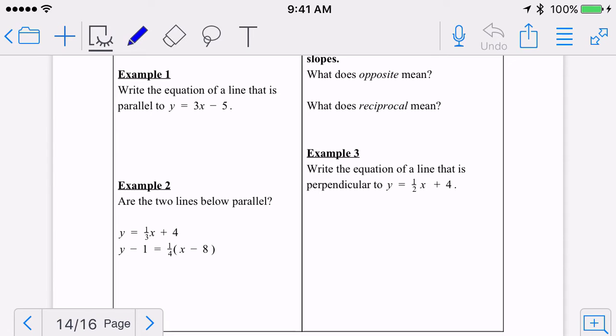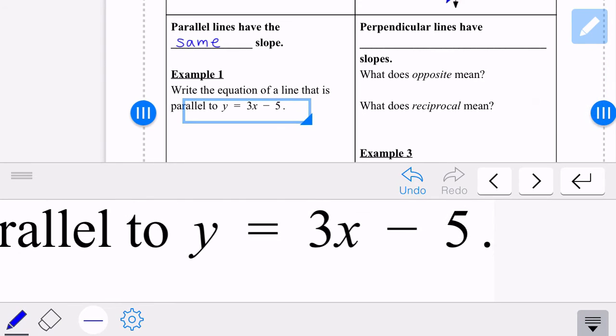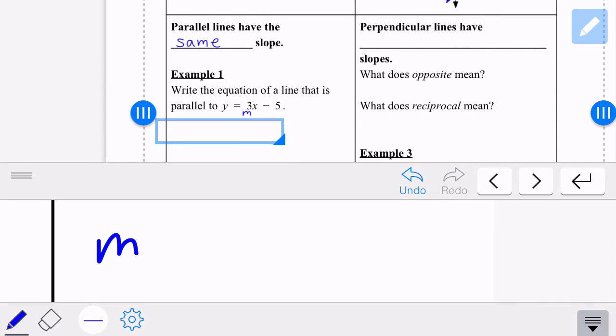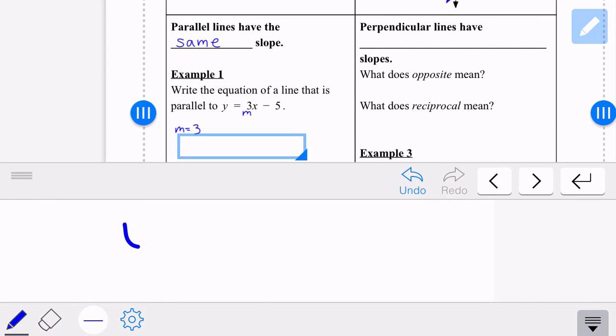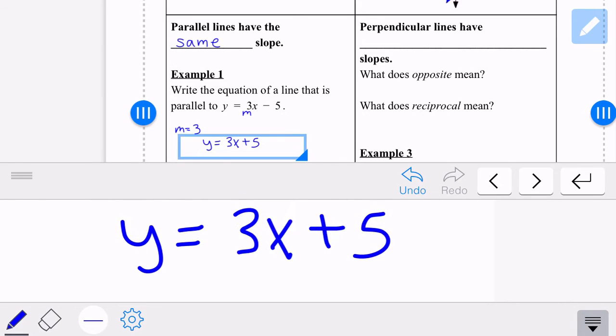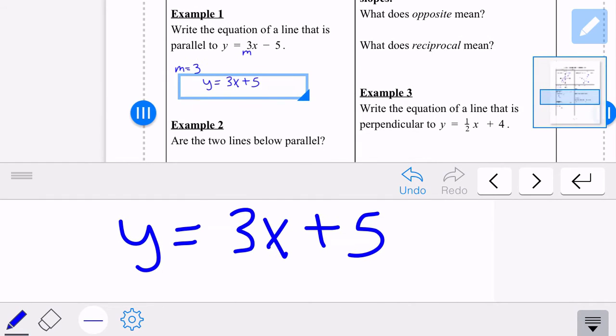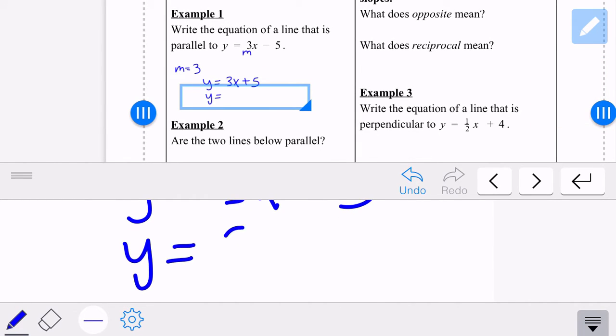Write the equation of a line that is parallel to y = 3x - 5. So let's first think about, well, what's our slope? That's our m. Okay, so if m is 3, well, for a parallel line, we want m to also be 3. So we want y equals 3x. And then you can put in anything you want for b. Change it so that it's not the same line. So we don't want to have minus 5, but you could have plus 5. Or you could have y equals 3x plus 1, or anything you want.